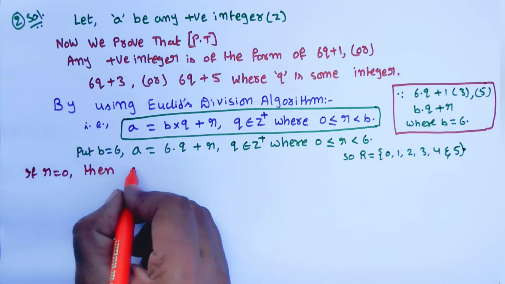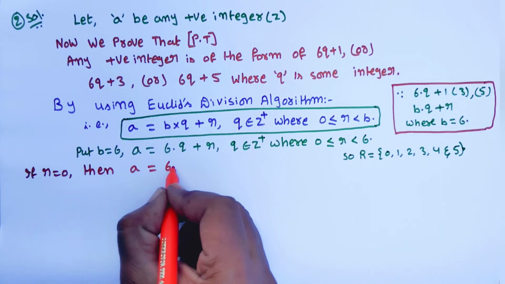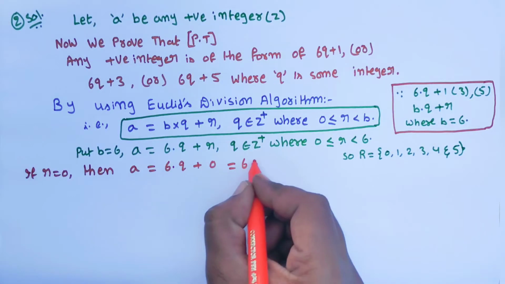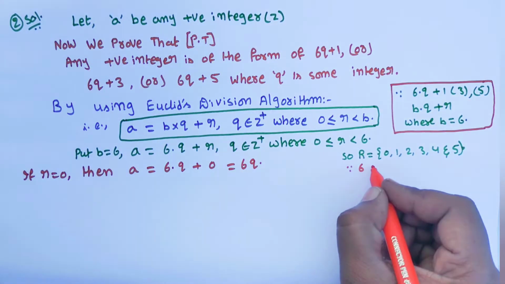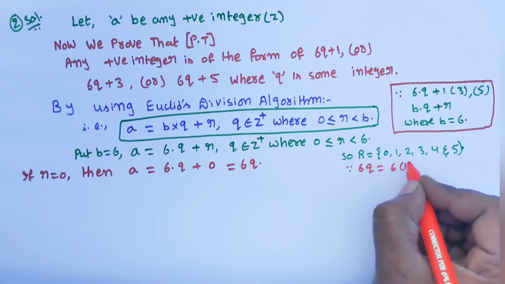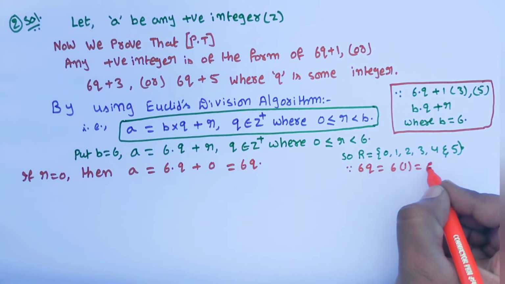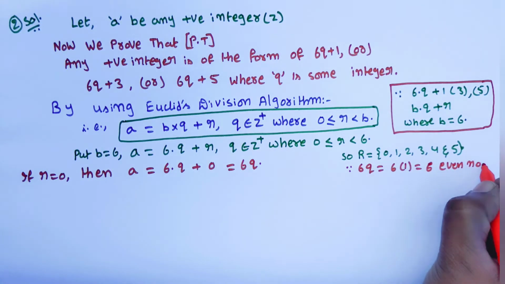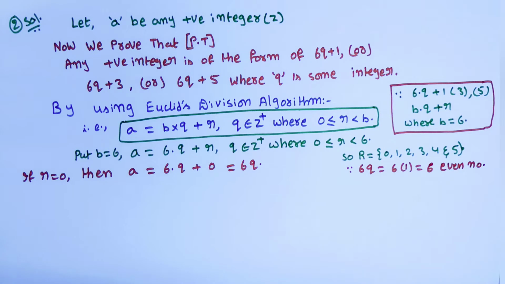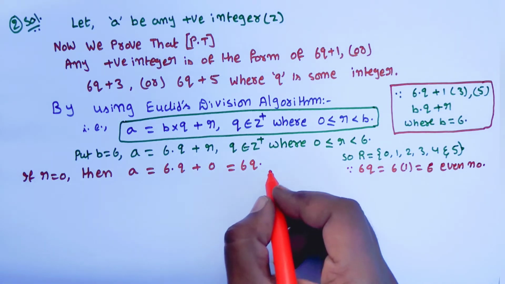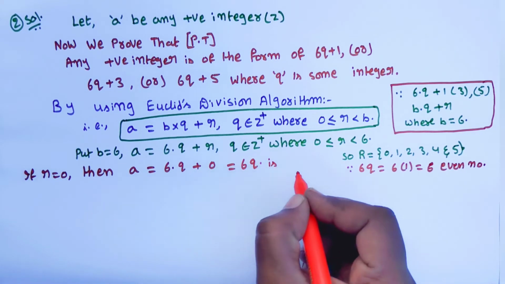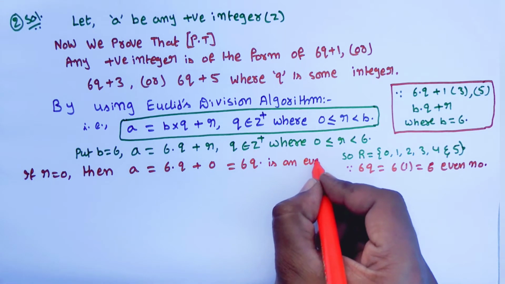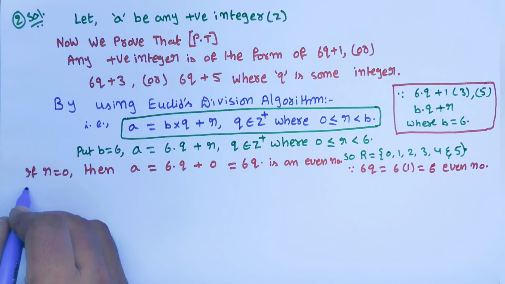If r equals 0, then a equals 6 into q plus r, where we choose 0. So 6q plus 0 is nothing but 6q only. Now in place of q we apply 1. So 6 ones are 6, and 6 is an even number. In case q is 2, we choose 6 into 2, 12, which is also an even number. 6 into 3, 18 is also an even number. Clearly 6q is an even number.